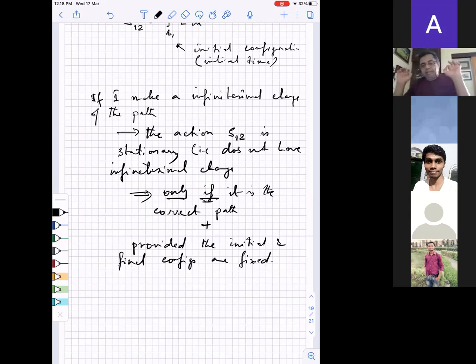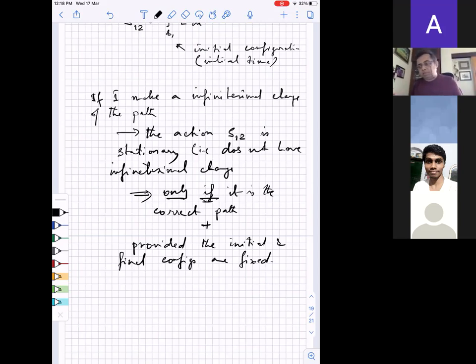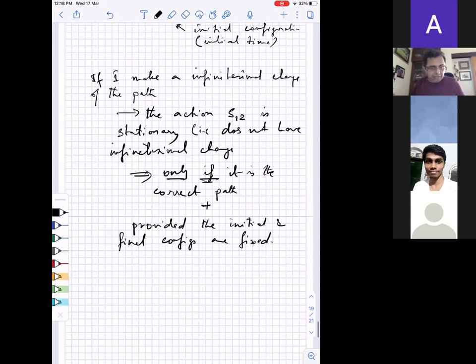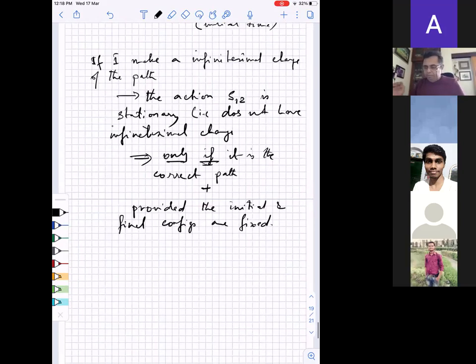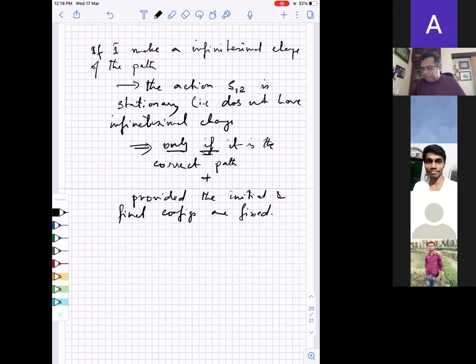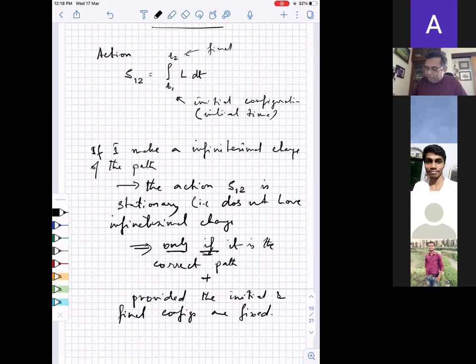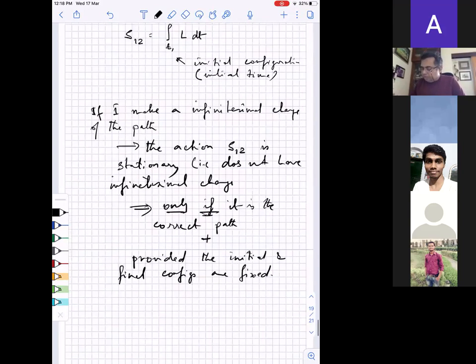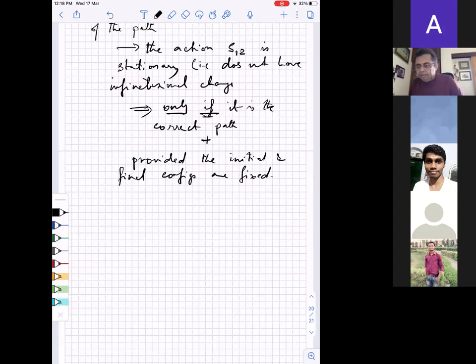only if the final and initial configurations are fixed, and only if it is the correct path, then only the action does not change when I make an infinitesimal change to the path. That is what you have learned in your classical mechanics. Now the only change in this action S comes if I change basically the initial and the final times, including alteration of those times.